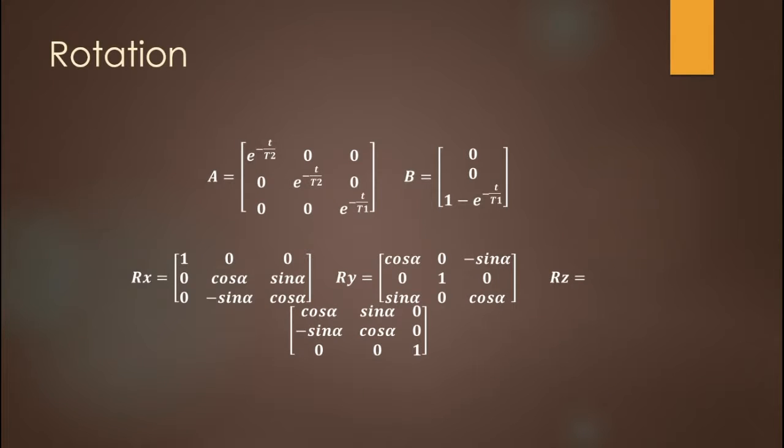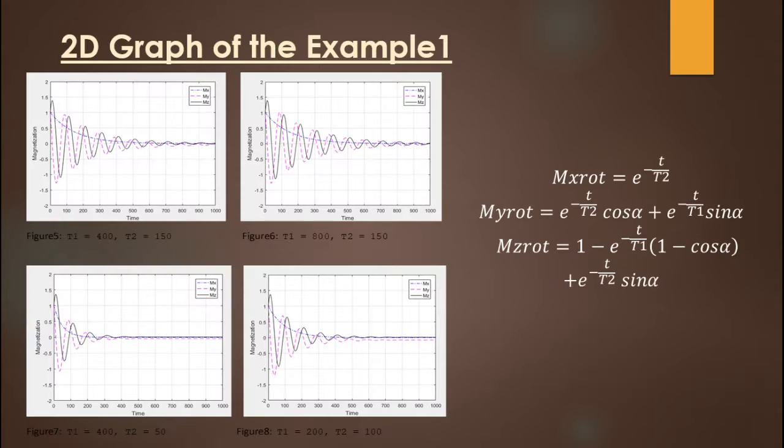Second one is rotation. In rotation, the situation changes according to the rotation axis and initial magnetization. I presented three examples in this report, and according to these three examples, I analyzed the change in magnetization levels after altering the independent constants T1 and T2. In addition, I plotted the 3D graph of the rotation magnetization, but I will show that later.